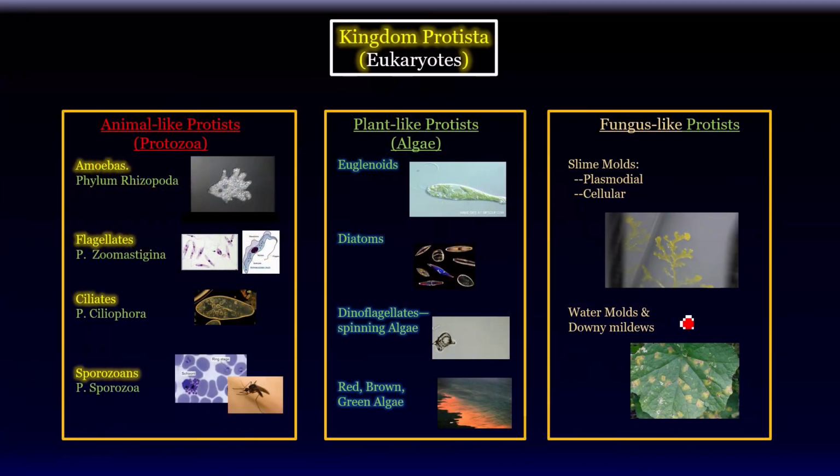And then there are water molds and downy mildews that affect plants like you see over here, and you can read more about them in your textbook if you want to. But this concludes our survey of the wide array, the cornucopia of organisms that constitute the kingdom Protista, the eukaryotic kingdom of fascinating living things.